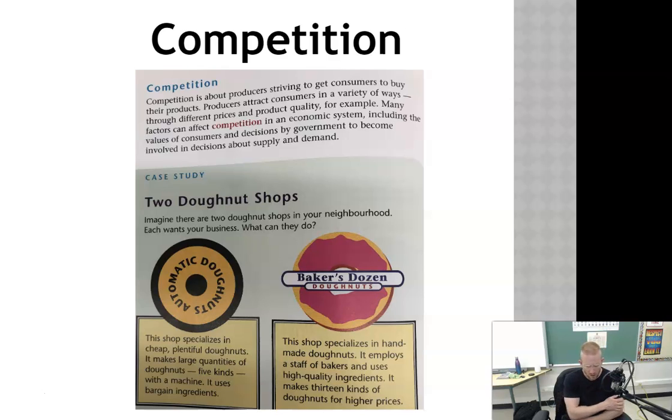So, not a question here, just food for thought. Imagine there are two donut shops in your neighborhood. I wish. Fox Creek example is, imagine there's two pizza places. Each one wants your business. What can they do? So you have the example on the left there says Automatic Donuts.